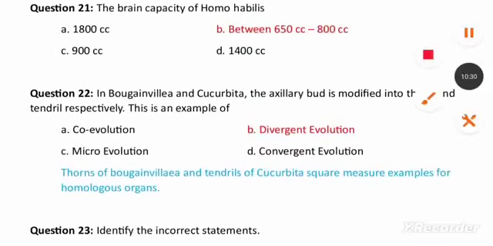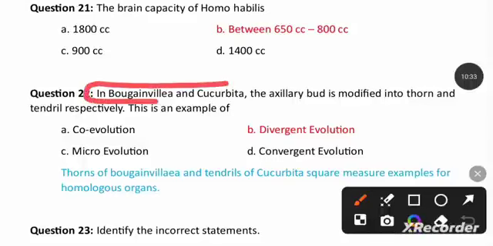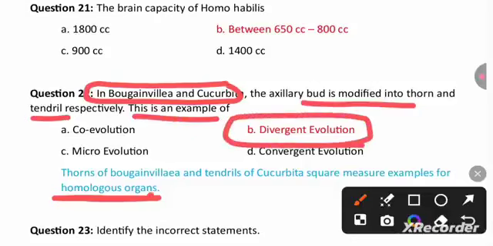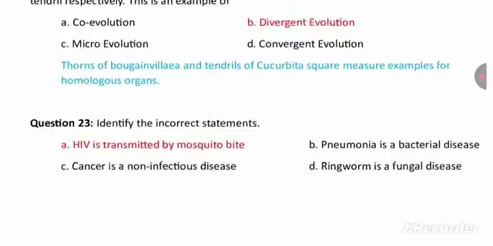Bougainvillea and Cucurbita are examples of homologous organs. The axillary bud is modified into thorns and tendrils respectively. It is an example of divergent evolution, because homologous organs are responsible for divergent evolution.